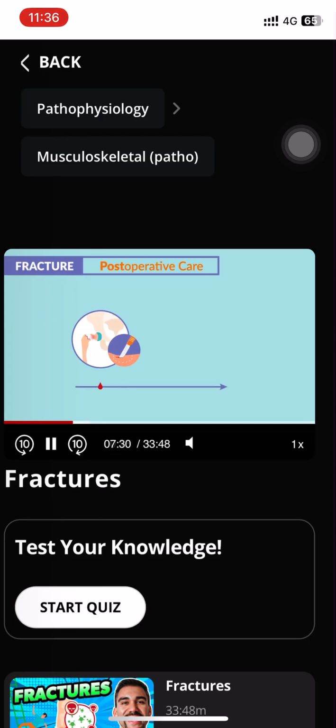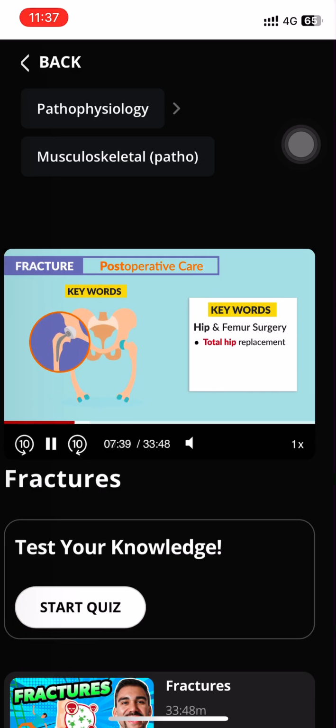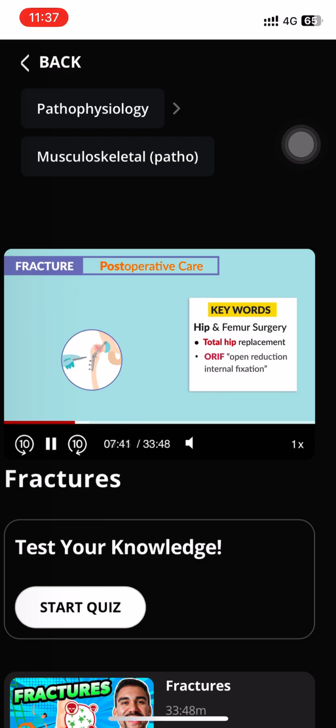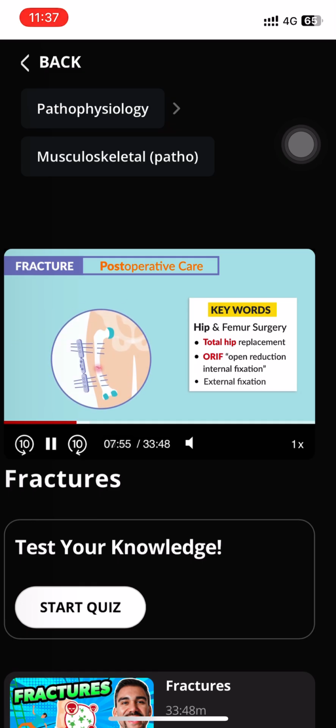Now for post-operative care, after the client gets surgery on the hip or femur. Keywords to know here for a hip and femur surgery are a total hip replacement, obviously for the hip, and an ORIF, an open reduction internal fixation. Big long word here. This just means that pins and plates and screws are used internally for an internal fixation. And an external fixation just means that the pins and screws are used externally, or outside. This is more common with femur fractures.